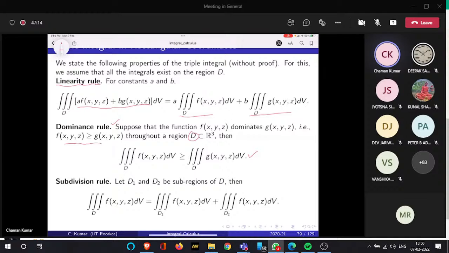And the subdivision rule, just like the subdivision rule in the double integral: if you are able to divide the region D into two non-overlapping regions, that means D is equal to D1 union D2, but the intersection of D1 and D2 is phi, the empty set, then the triple integral of f over the region D is the same as the triple integral over the region D1 plus the triple integral over the region D2. And this is the subdivision rule.